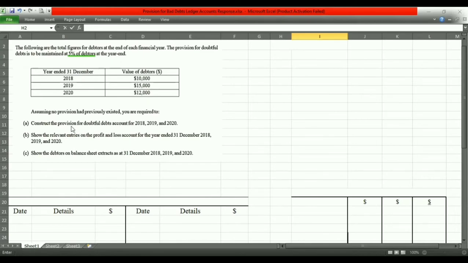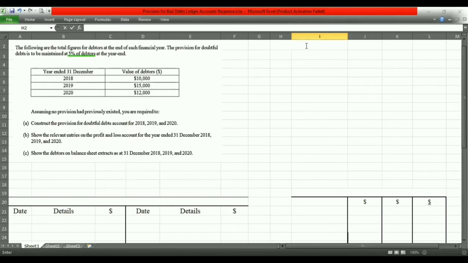You're required to construct the provision for doubtful debts account for the 3 years, show the relevant entries on the profit and loss account for the 3 years as well, and you're to show the debtors on the balance sheet extract as at December 31st for 2018, 2019, and 2020. So this question is similar to a question that may be asked or may be given in your exam.